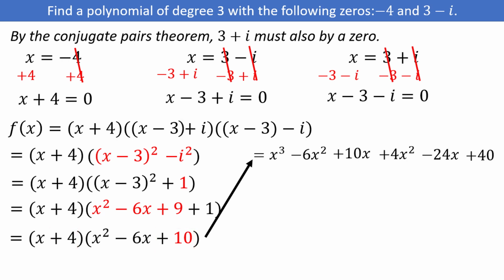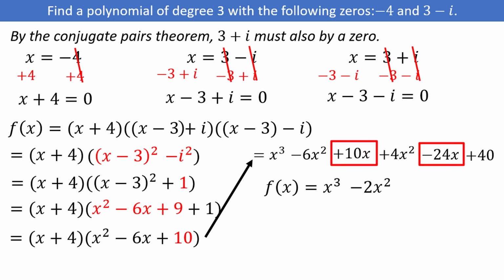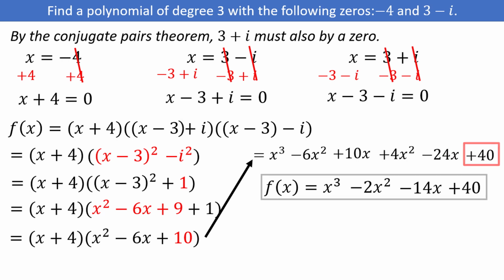Combining terms, we have x to the third power as our only power 3 term, then we have negative 6x squared and positive 4x squared, which together make negative 2x squared, and we have 10x and negative 24x, which make negative 14x, and finally, plus 40. This is our final degree 3 polynomial.